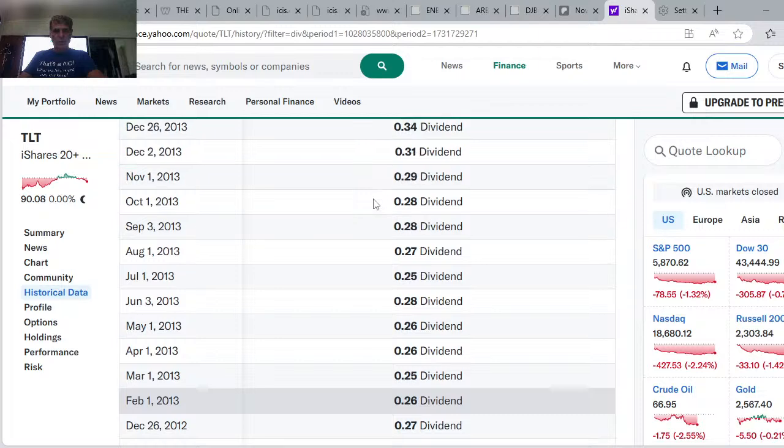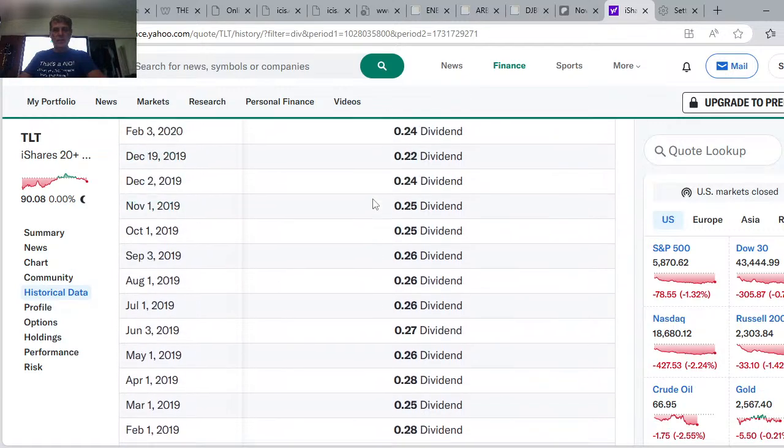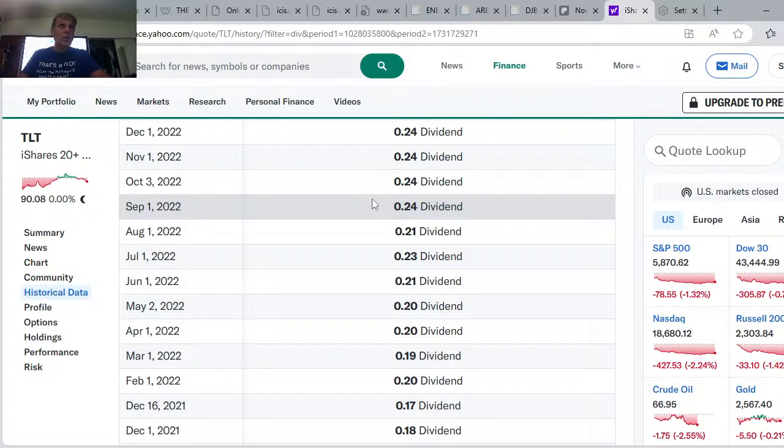Uh-oh, now it's decreasing. 20s, then back into the 30s, back into the 20s. Okay, 28, 27, 26, 25, 24, 19, 18, 17. What is this going backwards, James?